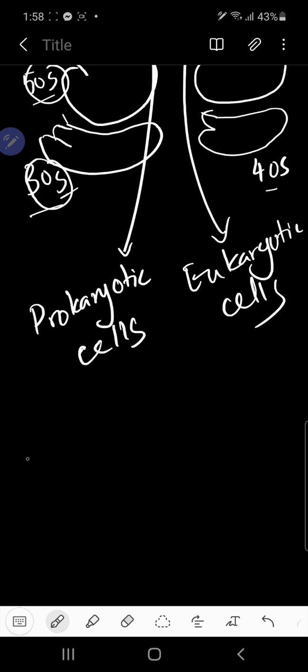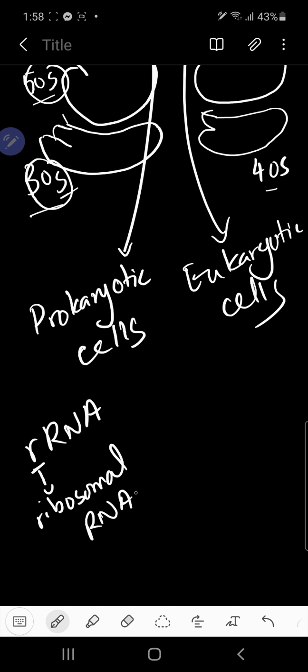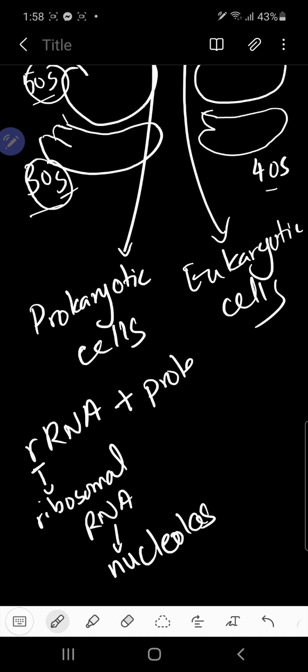Now if we talk about the structure of ribosomes, what a ribosome is made up of: a ribosome is actually made up of rRNA. This R stands for ribosomal RNA. Ribosomes are synthesized in the nucleolus of the nucleus. So it mainly consists of rRNA and some amount of protein. The main function of ribosomes, as I said, is protein synthesis.